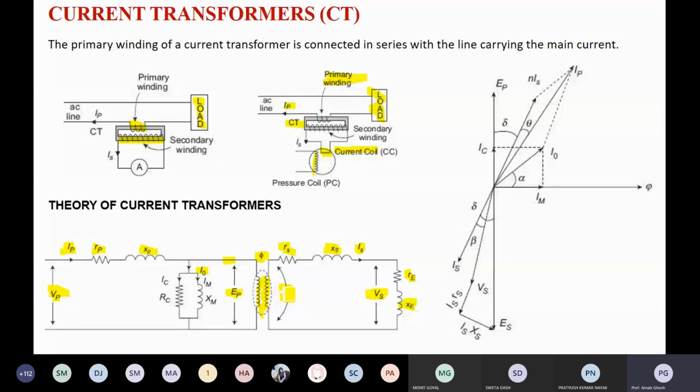Again you can see that your magnetizing component I0 will be segregated into two parts: one is IC, another is IM. IC is the core loss component, RC is the core loss resistance, XM is your magnetizing reactance, and IM is your magnetizing current. After that we need to draw the phasor diagram. So the equivalent circuit, I think all of you are able to understand.